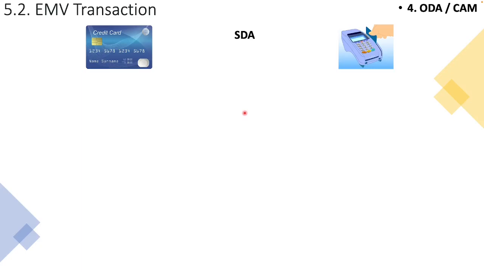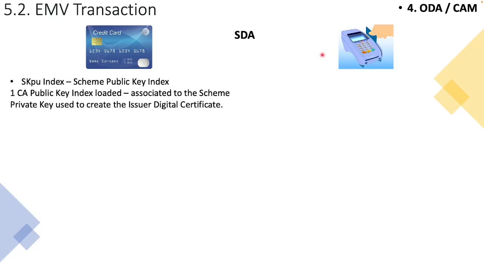So we're in a transaction and we've got two participants at this point in time. We've got a card, Bob's card, and we've got a terminal belonging to the comic store. In order for SDA to take place, in order for the terminal to process the SDA function to verify that the card is genuine, certain cryptographic artifacts need to reside on both the card and the terminal. So let's look at the card first. Firstly, the card should have a scheme public key index. Not the key itself, just the index.